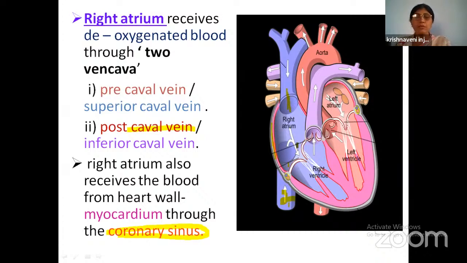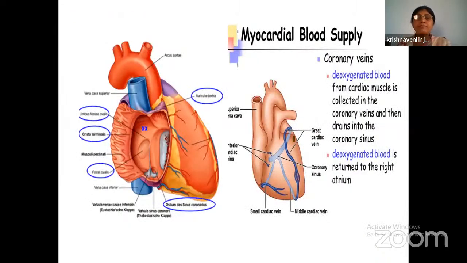Yes, in another picture we will see. Where is it? This is about the right atrium. So now you are able to watch here the precaval vein and postcaval vein. Here you are not able to see the coronary sinus. In another picture you can see. Yes. See here, this is the coronary sinus. This is the coronary sinus. The coronary sinus opens into the right atrium.